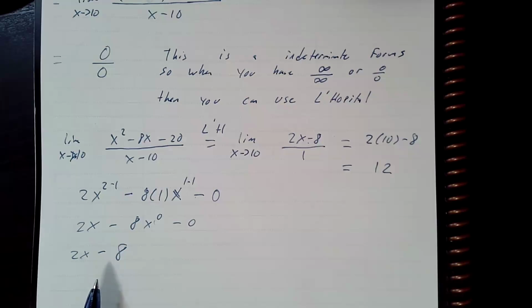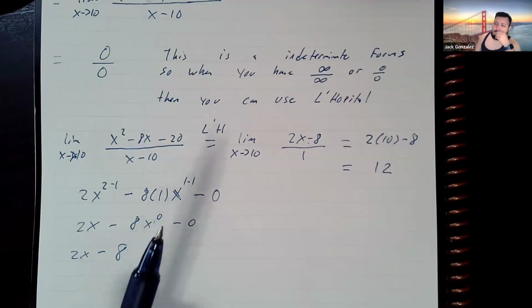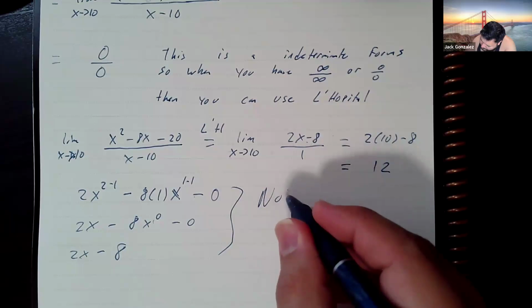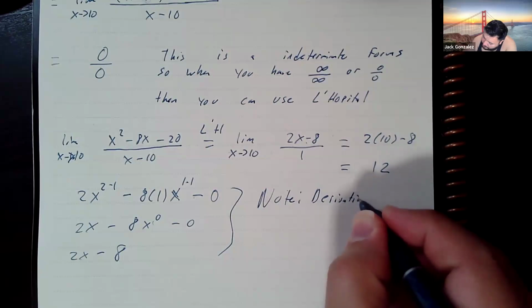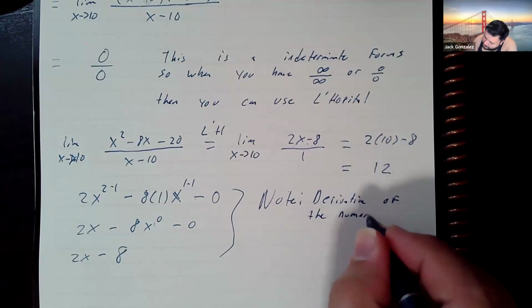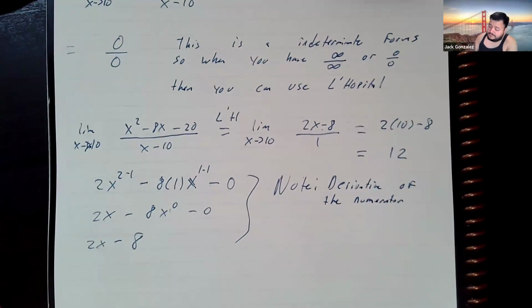Oh, okay. I think it was like 3.2, I think, when we first did it. Okay. Let's make a note here for you. Derivative of the numerator. So just remember, when you're doing this, pull out the derivative rules. Okay. All right. Any questions on number 1?